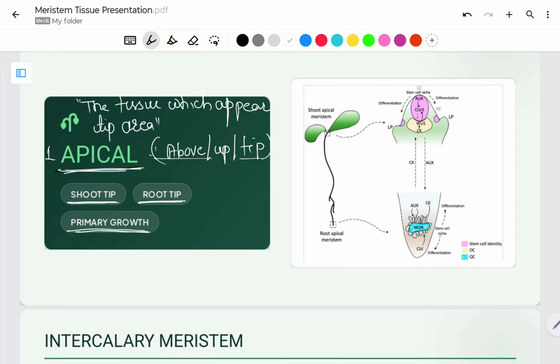The location of this apical tissue is the tip position, the root position and the primary meristem. So this tissue generally occurs in the upper portion or the growing parts of the plant. These are the apical meristem. They are always present in the root part also.